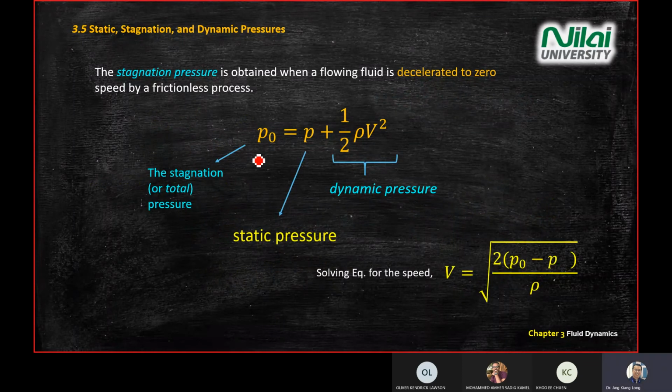And from the stagnation pressure equation, you can find the velocity by rewriting it. You can solve for velocity at a certain point. If you take point 1 and point 2, and you know that point 1 is the stagnation point, then you can find the velocity inside the system. It is given by V equal to the square root of 2 times stagnation pressure minus static pressure, divided by rho, the density.